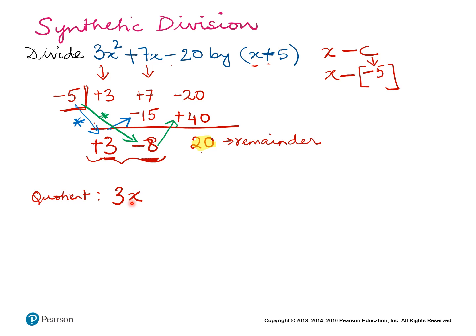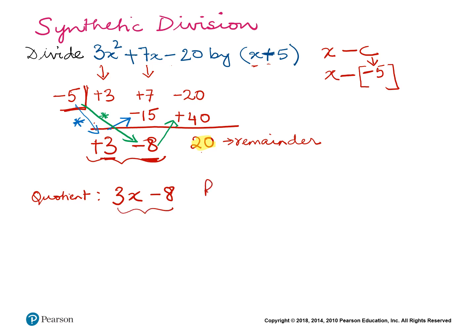So 3 times x, right? X to the 1 and x, same thing. So 3x, we leave it as 3x, and then the rest of the numbers are the coefficients of the subsequent terms of the quotient. So if this is 3x, the next one will just be minus 8. All right, so that is what our quotient is going to be.